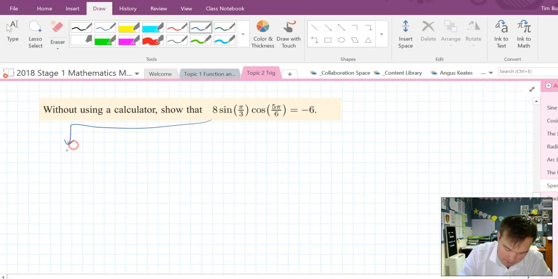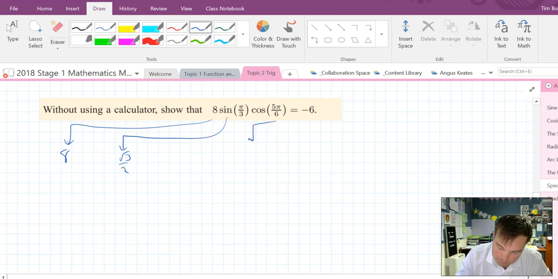The 8 we don't need to do anything with, we can just leave it there. Sine pi on 3 we know is essentially definitional. For us, it's one of the fundamental ones, it's just root 3 on 2. Here though, 5 pi on 6 for cos is a little more difficult.